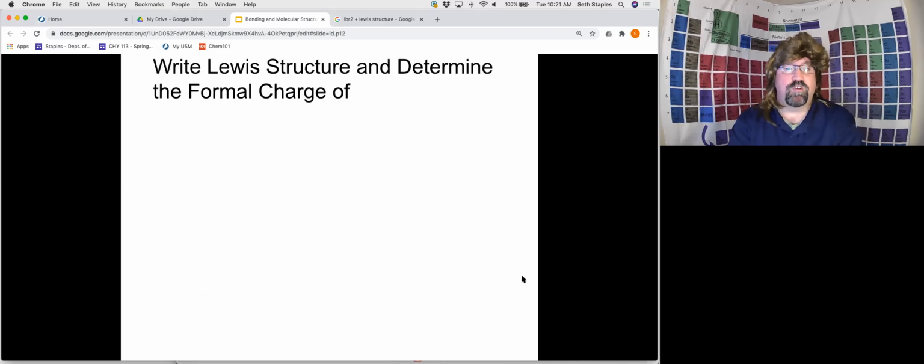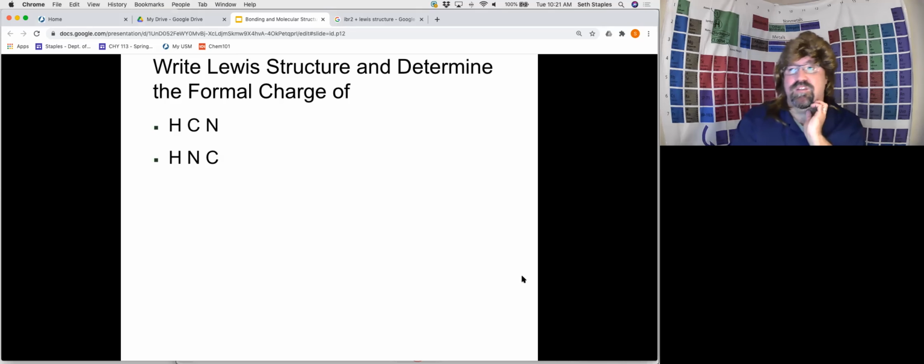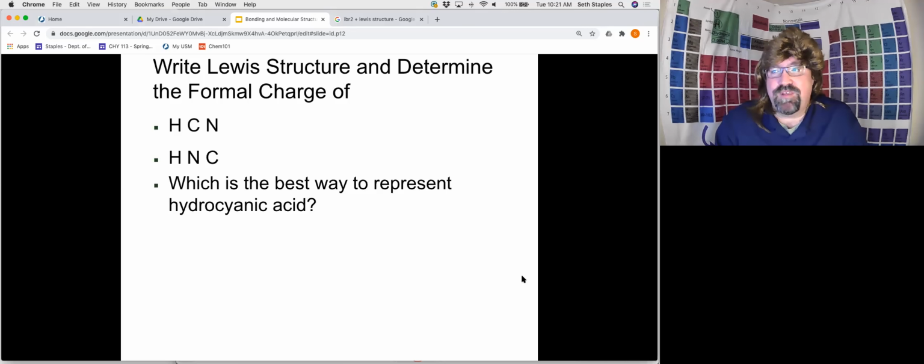We talked about the charges. So go ahead and try these. So this is hydrocyanic acid, HCN. I want you to draw the Lewis structures for these and then determine the formal charges of each of the atoms in the Lewis structure, because this will tell us the best way to represent, or the best Lewis structure for this compound.